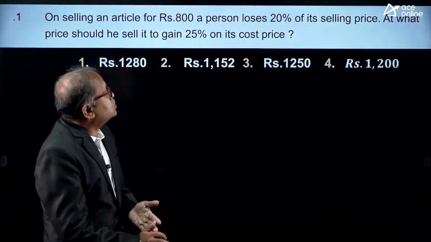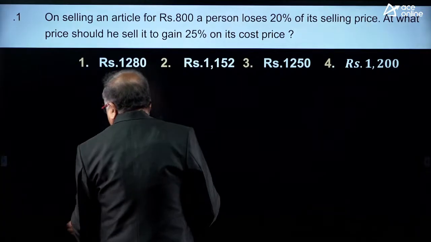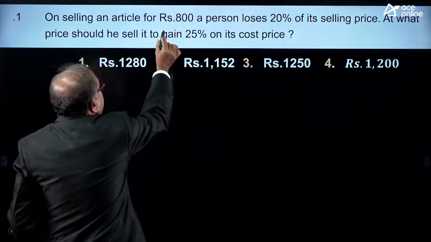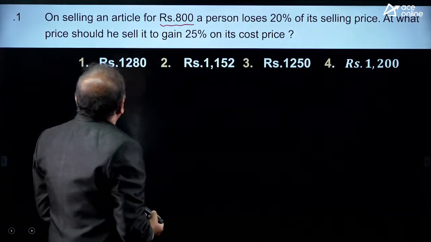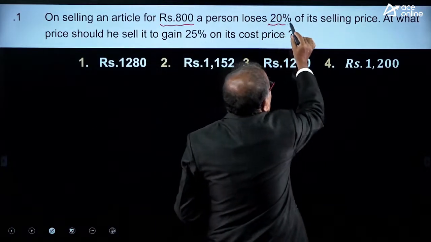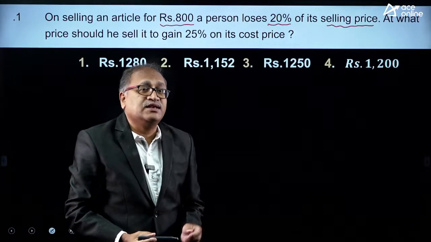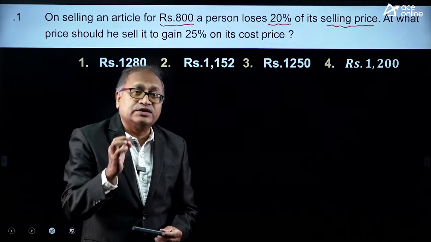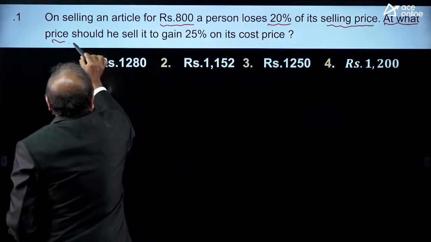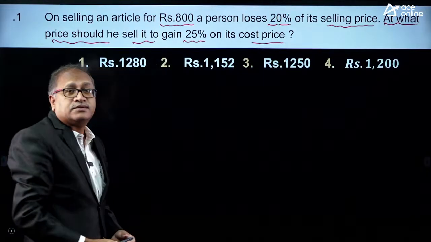Okay, my dear friends. So what you can see is, on selling an article for rupees 800, so we will gradually go to the higher level. Let's start with the very smallest possible question. That is, on selling an article for rupees 800, a person loses 20%. The loss is on its selling price. That's what you are expected to notice in the exam. At what price should he sell to gain 25% on the cost price?